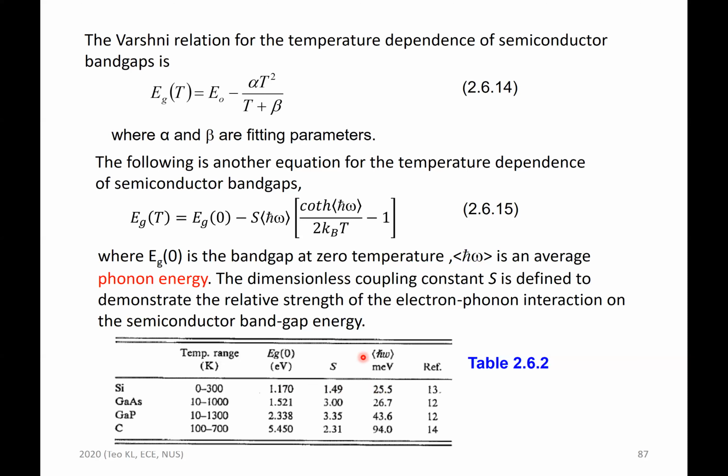Remember that the band gap is a function of temperature. As you increase the temperature, the electron will interact with the lattice, and your lattice thermal energy will increase. Therefore, the electron and phonon will have to interact, and that will affect the band gap energy. So the band gap energy is related to the electron-phonon interaction.